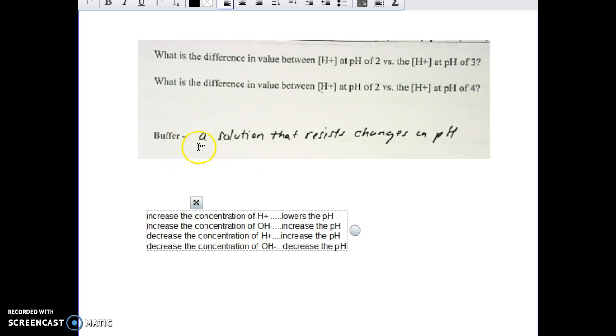The last term on the notes is a buffer. And we'll talk in a lab about specifically a buffer in more detail, but by definition, a buffer is a solution that resists change in pH. So what will happen is if you put an acid into this solution, it will maintain its original pH value. And we'll talk about why they're useful and how your body has them.